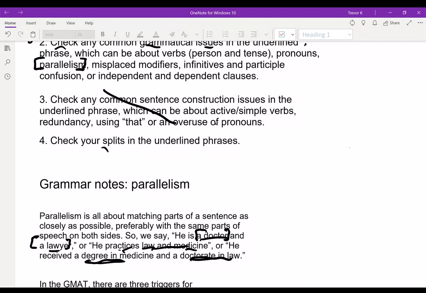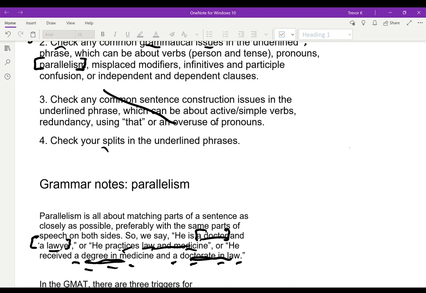And notice how closely I'm trying to do this, right? A doctor, a lawyer. Law, medicine. A degree in medicine, a doctorate in law. I'm really trying to match this as much as possible. A is technically an article here. So article, noun, or noun, or article, noun, preposition, noun, article, noun, preposition, noun. You don't have to know these technical terms to realize how similar these are. A doctor and a lawyer are similar. I wouldn't ever say he is a doctor and practices medicine. It's bad parallelism.